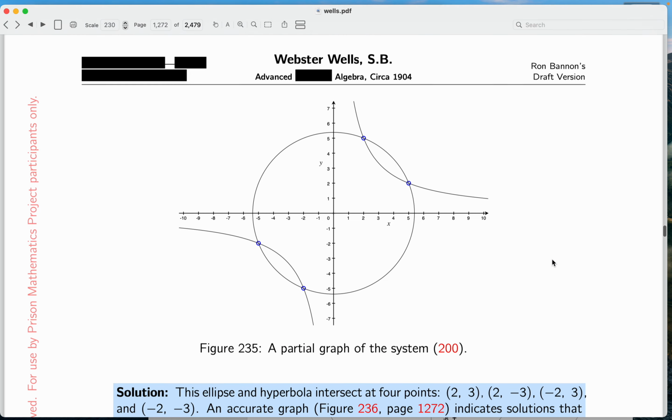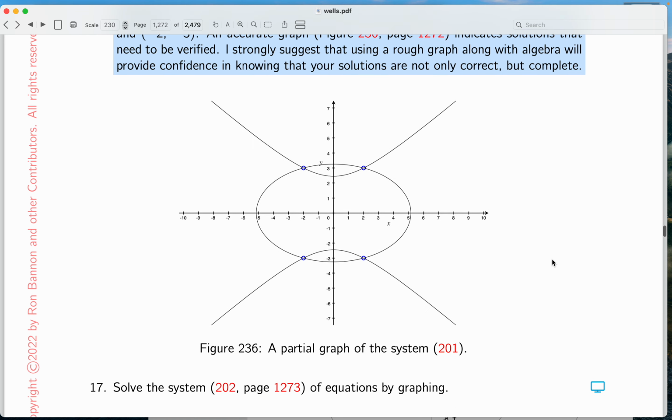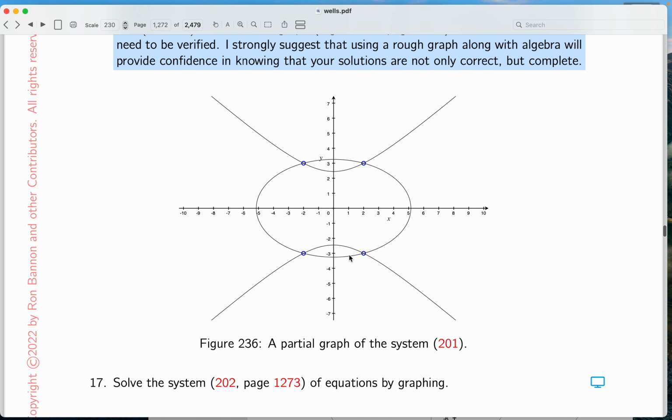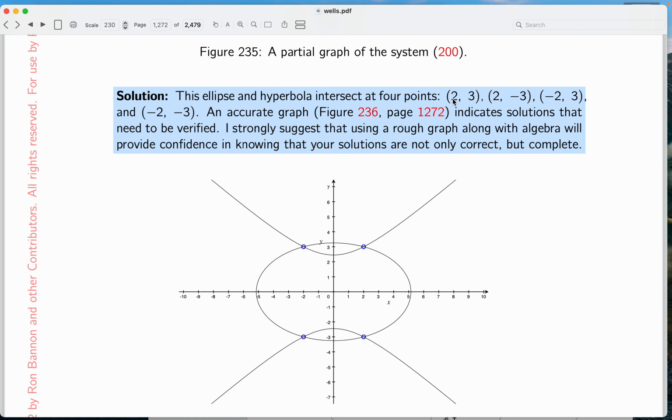And we are now looking at graph 236. This is graph 236. We'll see those four points of intersection as specified over here. What points are we seeing? 2, 3. We're seeing 2, minus 3. We're seeing minus 2, 3, this one over here. And we're seeing minus 2, minus 3 over here.